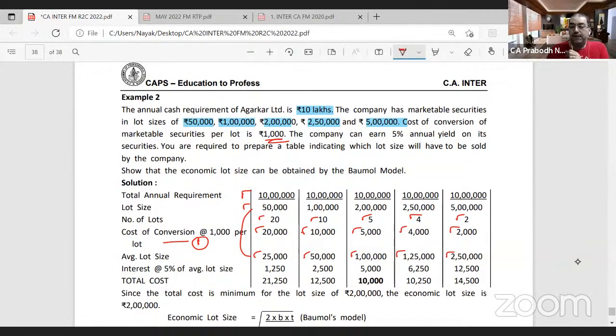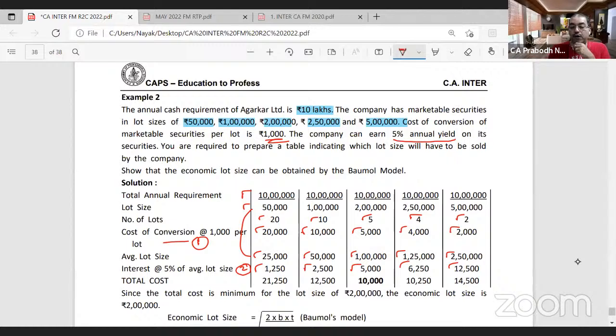The average lot size, I will then multiply by the 5% yield. So 5% of 25,000 is 1,250. 5% of 50,000 is 2,500. 5% of 1 lakh is 5,000. 5% of 1.25 lakhs is 6,250. 5% of 2.5 lakhs is 12,500. Let's call this result number 2.